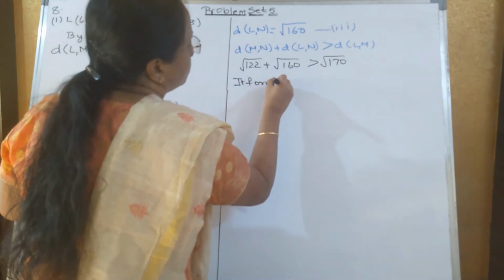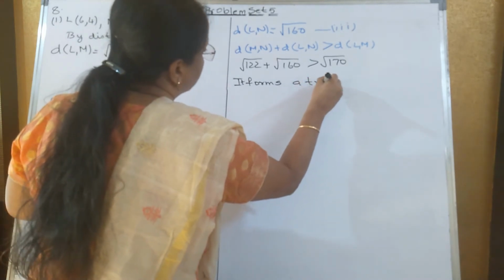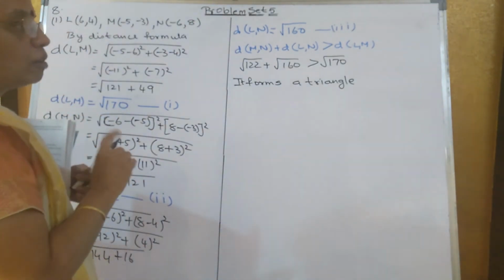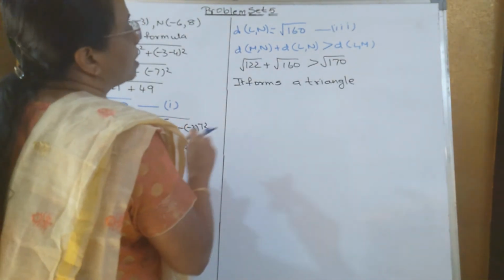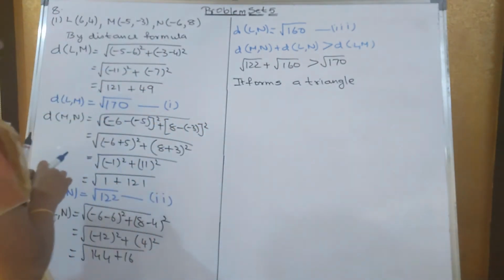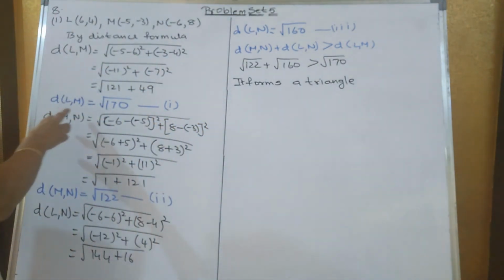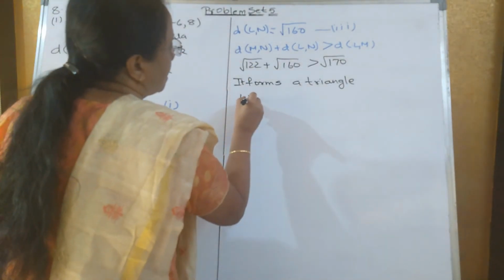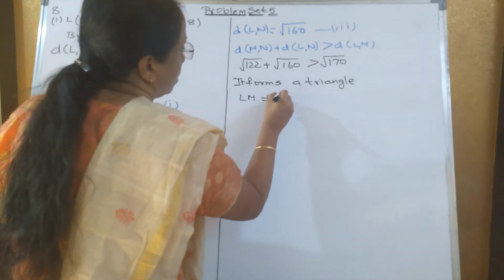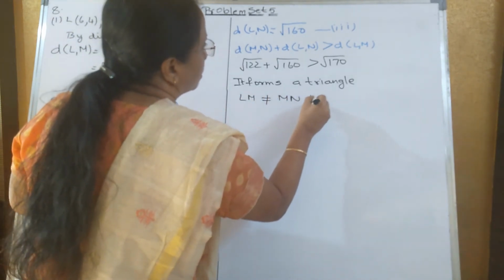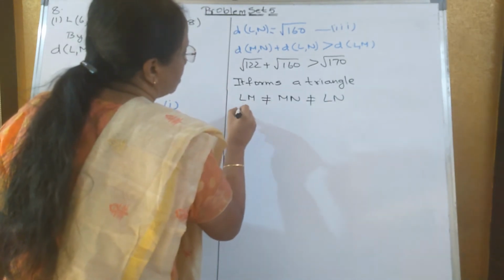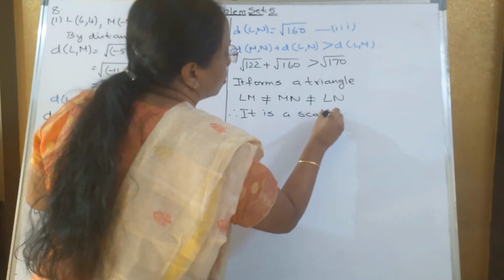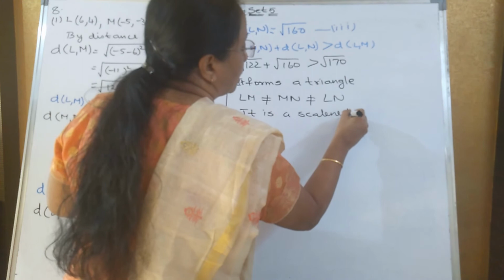It forms a triangle. You have studied this property before, that if you add two sides of a triangle, it will always be greater than the third side. Now it forms a triangle. Now we have to find out what form of triangle it is. If you compare LM, MN and LN, none of the values is the same. Over here LM is not equal to MN is not equal to LN. Therefore it is a scalene triangle. Since all the three sides are not equal, therefore it's a scalene triangle.